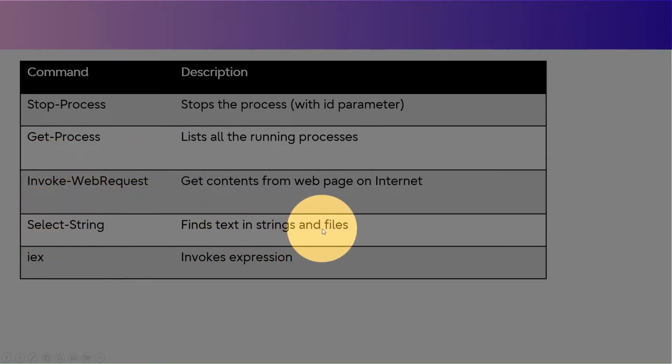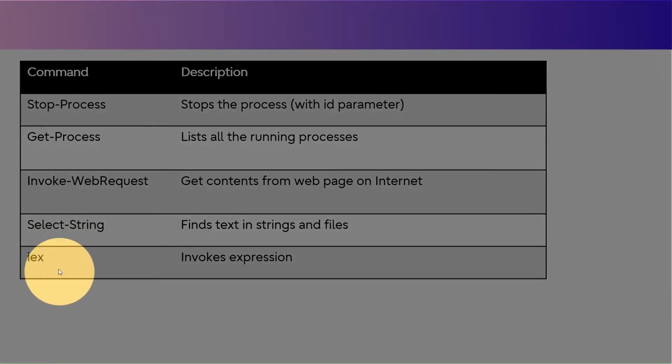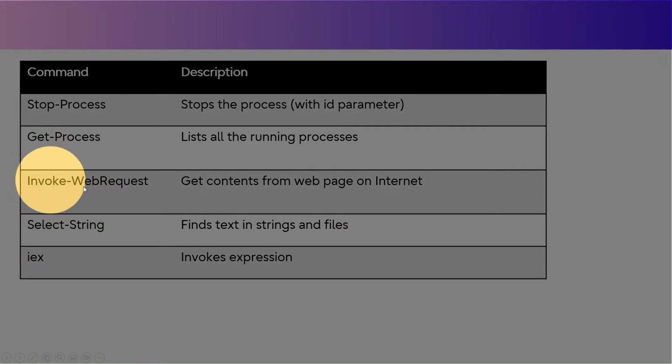Select-String finds text in strings and files. IEX invokes an expression. Again, IEX is also a powerful tool. It can execute expressions, it can execute various commands, it can execute PowerShell scripts which are available within your hard drive. So make sure that when you run this command, you take some extra precautions. So with IEX and Invoke-WebRequest, make sure that when it is calling an external entity, the external entity is trusted. You should know what commands you are executing, because this might do a whole lot of fancy command execution, which may create a problem within your code base.